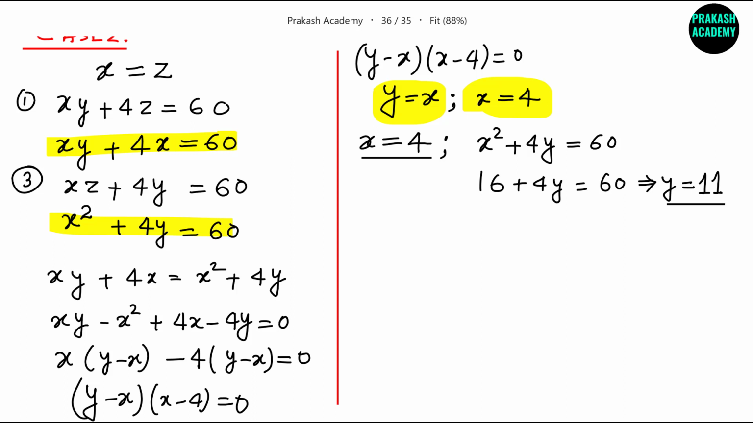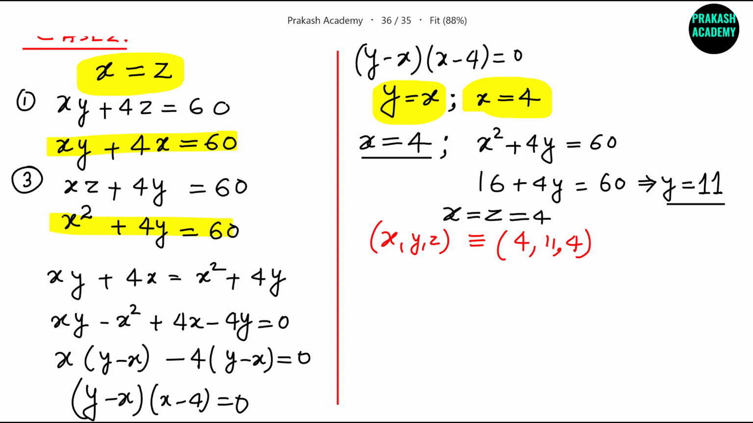What will be the value of z in this case? Because we know in this case x is equals to z. So we know x, so basically we know z. In this case z is equals to 4 because x is equals to z. So what is the pair for x, y, z? In this case the solution is basically x is 4, y is 11 and z is 4.